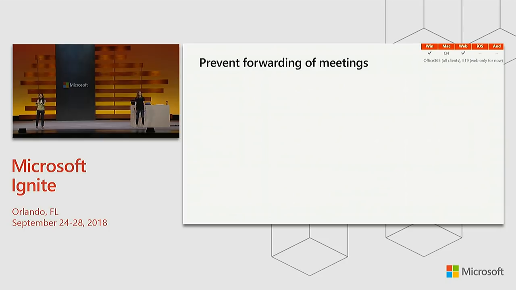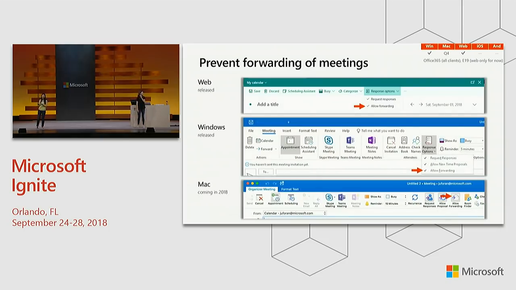So in order to address that, we've added support for organizers to prevent forwarding of their meetings. You'll see that we have pretty much the same UI in web, Windows, and coming soon in Mac to let a user opt out of forwarding for their meetings. This lets an organizer take back control of the attendee list for meetings where they don't want it to be forwarded around. Woo!